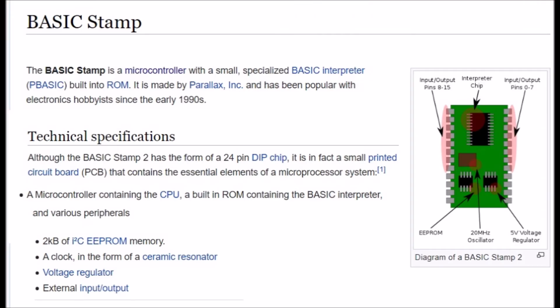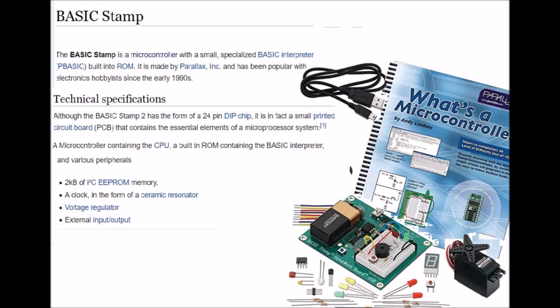Basic Stamp. The Basic Stamp is a microcontroller with a small specialized BASIC interpreter, PBASIC, built into ROM. It is made by Parallax Incorporated and has been popular with electronics hobbyists since the early 1990s.